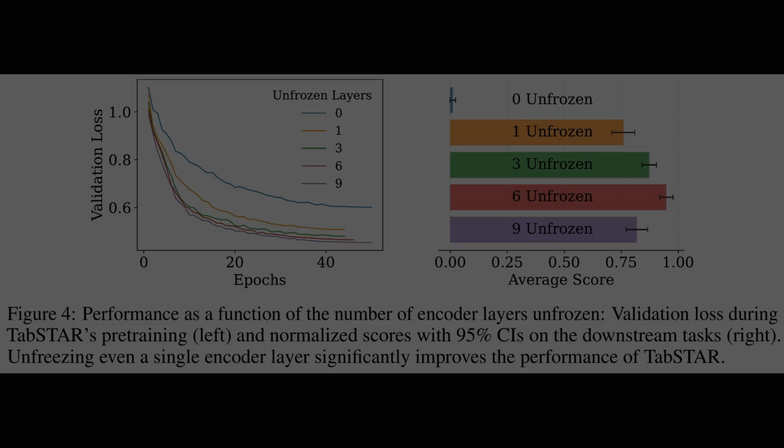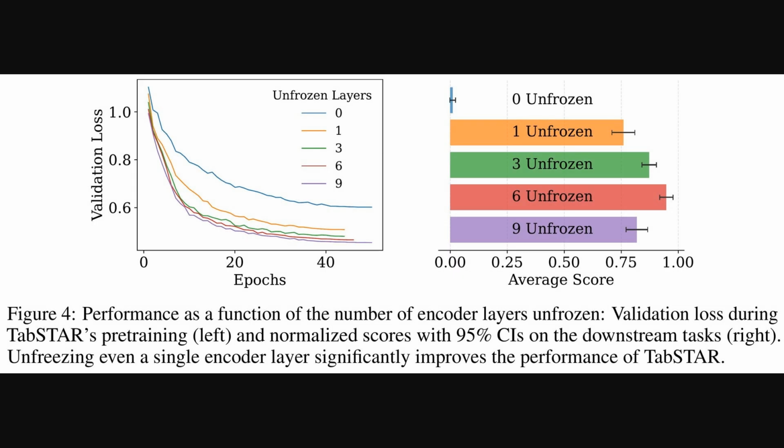Alright, now this next figure really digs into a key design choice for TabSTAR. Specifically, how many layers of its text encoder should be unfrozen during pretraining? Remember, unfrozen means these layers can learn and adapt. On the left, we see validation loss, which is a measure of model error on a test dataset, plotted against training epochs or cycles. More unfrozen layers generally lead to lower, better validation loss. Then, the bar chart on the right shows normalized scores on later tasks. It clearly indicates that unfreezing 6 layers gives the best average score, significantly outperforming a completely frozen encoder.